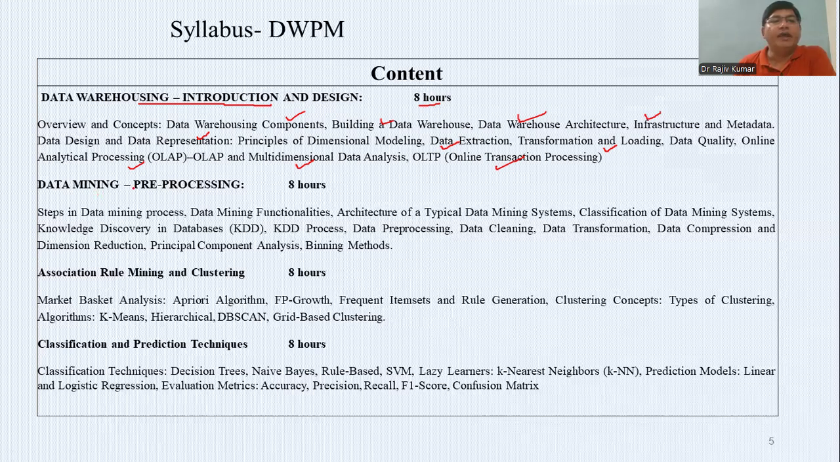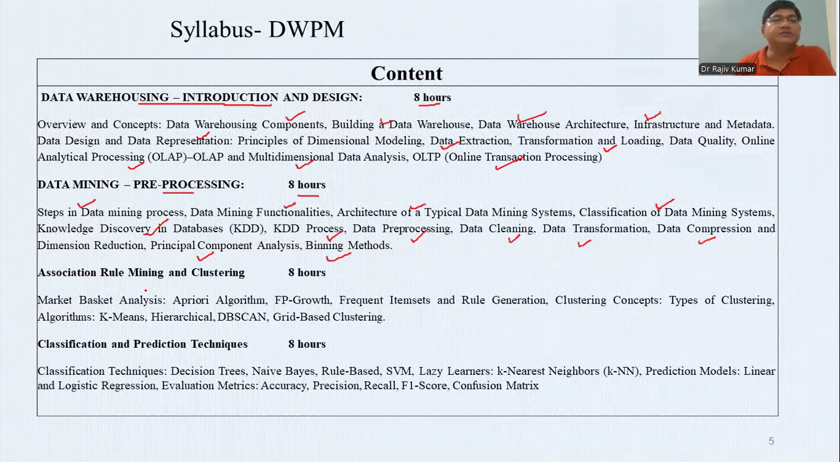Second part is data mining, and in data mining we'll discuss pre-processing. This is also of 8 hours duration. In this, I will discuss steps in the data mining process, data mining functionalities, architecture of typical data mining systems, classification of data mining systems, knowledge discovery in databases, KDD process, data pre-processing, data cleaning, data transformation, data compression and dimension reduction, principal component analysis, binning methods.